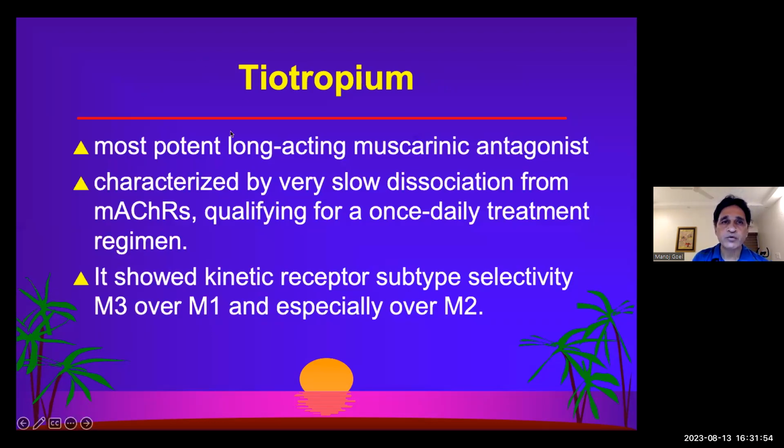So a little bit about tiotropium. It is the most potent long-acting muscarinic antagonist, characterized by very slow dissociation from muscarinic acetylcholine receptors, qualifying for a once daily treatment regimen. It shows kinetic receptor subtype selectivity, M3 over M1, and especially over M2. So it's highly potent, highly selective, right? And has a long duration of action.